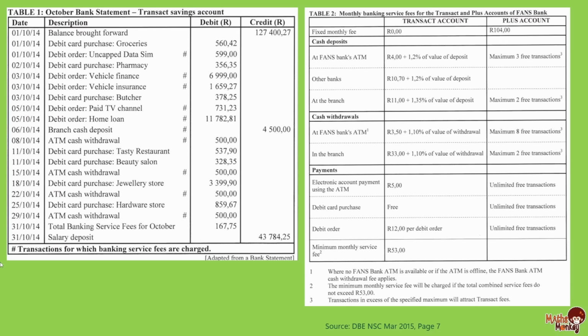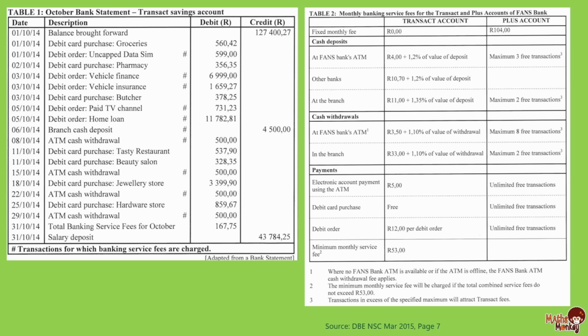Okay, all right, so let's have a look at this. The question essentially tells you that on the left hand side is a bank statement, and on the right hand side is how the bank charges for these transactions. What the monetary charge is for the transactions, right? So let's just quickly study these, and then we'll jump into the questions.